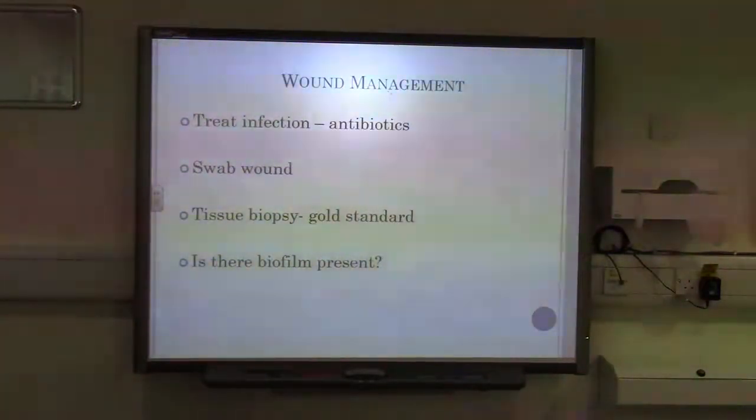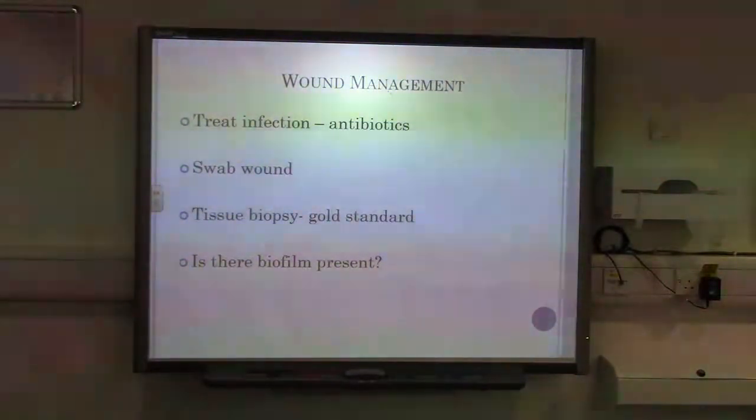So how do we treat infections? Obviously we treat with antibiotics when we deem an infection to be present. So it's very important, if we think of antimicrobial stewardship, that we're using the right antibiotics at the right time. If we give a broad spectrum antibiotic when a wound is infected with, for example, a Pseudomonas, and a different antibiotic is required, we're potentially increasing the risk of antimicrobial resistance.